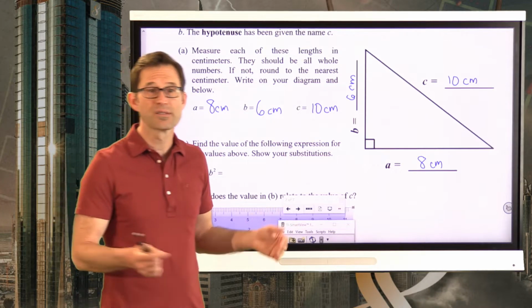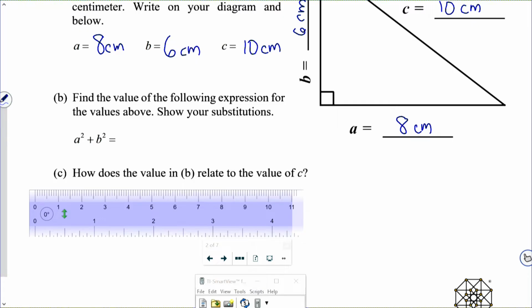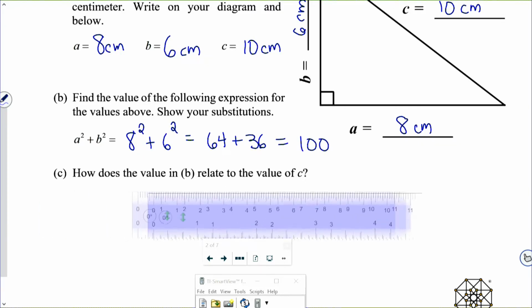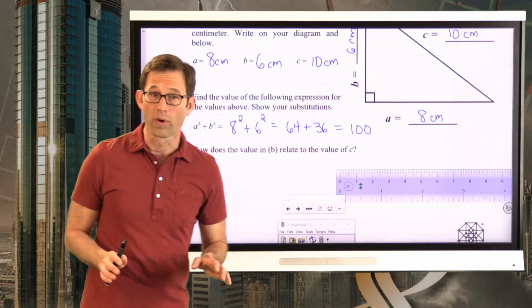All right, well, again, it's simple enough, right? A was 8 centimeters, so b was 6 centimeters. 8 squared is 8 times 8, which is 64. 6 times 6 is 36. And 64 plus 36 is 100.